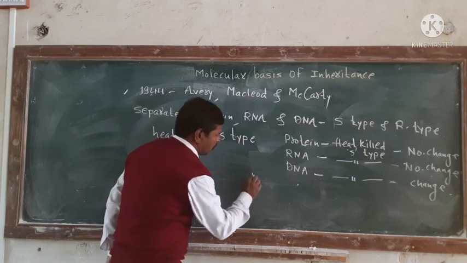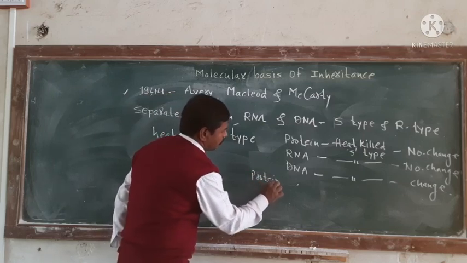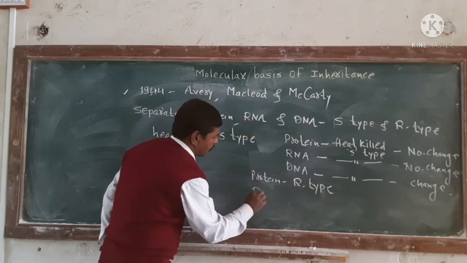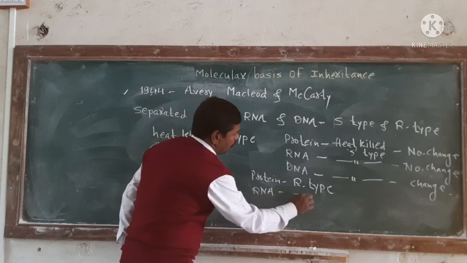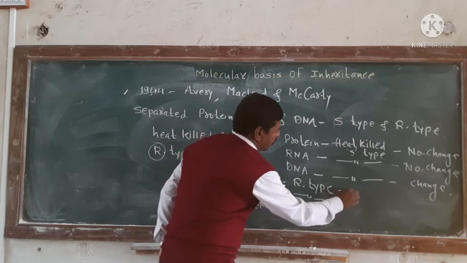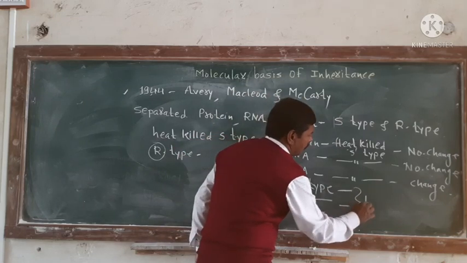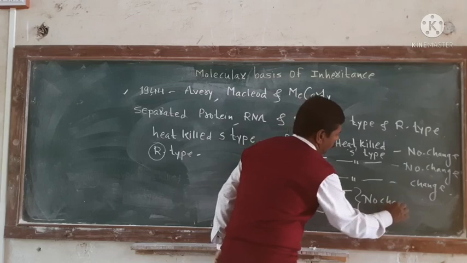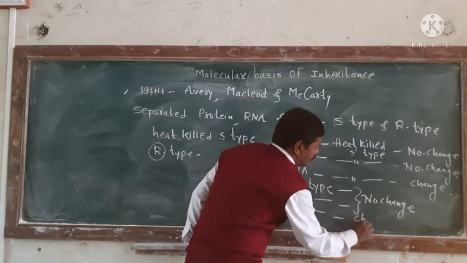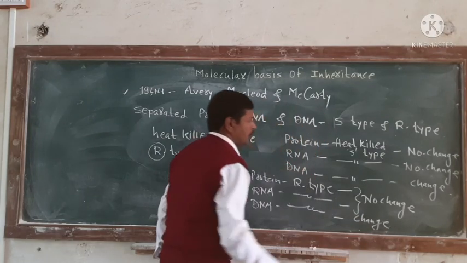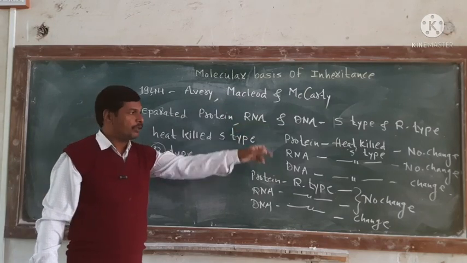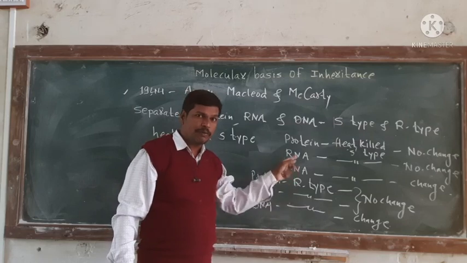Again, they did the same thing with the R type. First, protein was mixed with the R type; second, RNA was mixed with the R type; and then the DNA was mixed with the R type. Here, with the first and second, there was no change. But when they mixed the DNA with the R type, there was a change. Okay, this is the first thing about Avery, MacLeod and McCarthy.